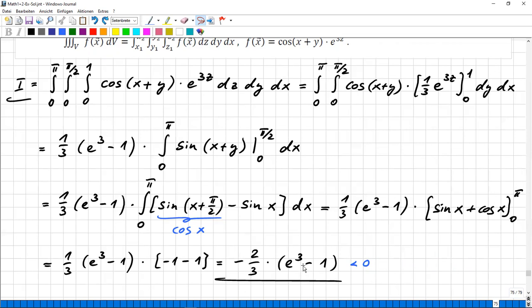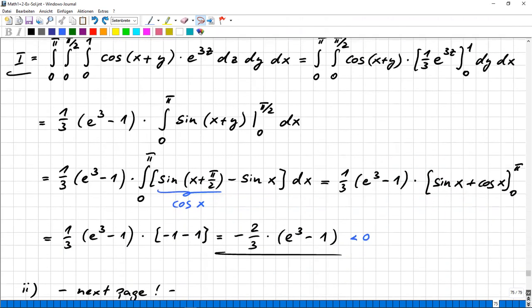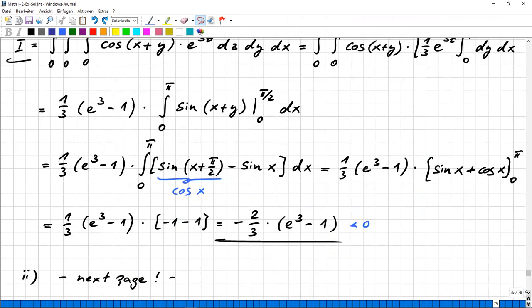Anyway, the result of this exercise is negative, which is due to the fact that inside this cuboid, there are quite large regions where this whole term is negative. So the total result is even negative itself. That's it for this part. And let's look at the second one shortly.